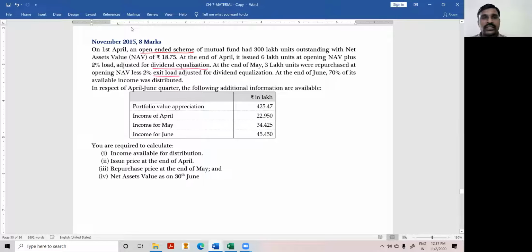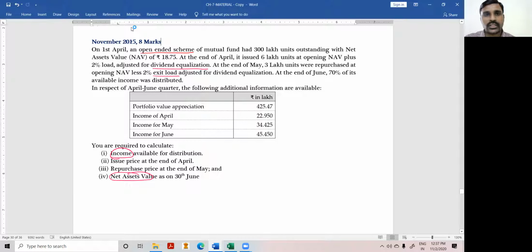Next, dividend equalization. So what is the open-ended scheme? What is dividend equalization? What is exit load? And what is the difference between income and net assets value? How to calculate those?